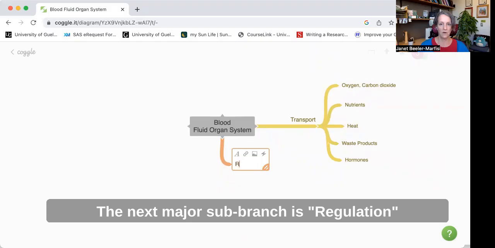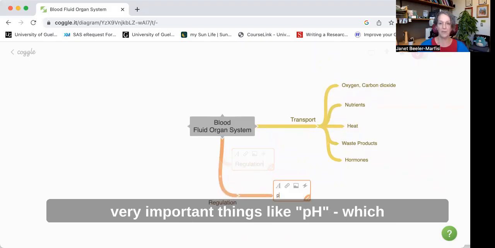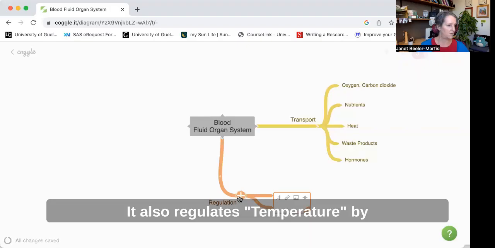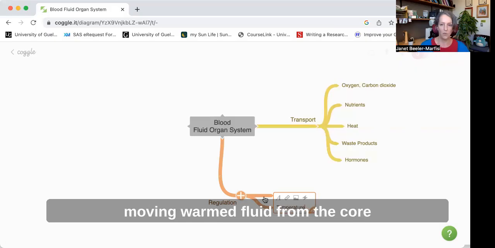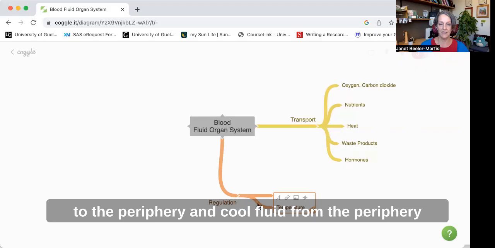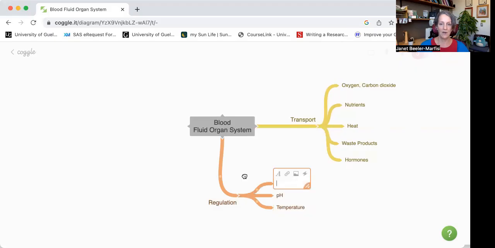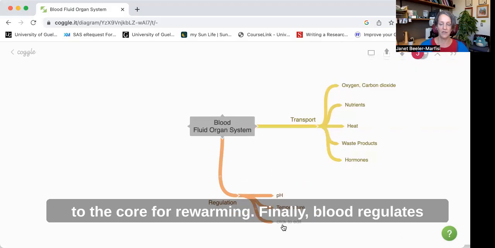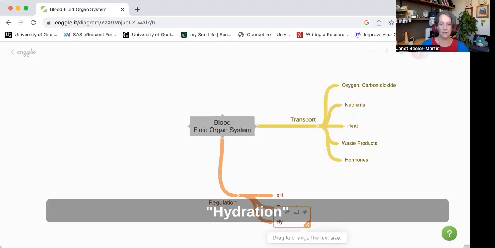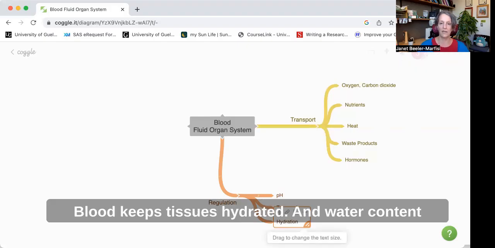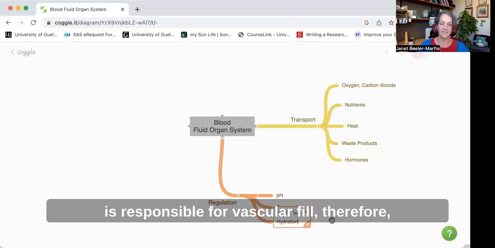The next major sub-branch is regulation, because blood helps the body to regulate very important things like pH, which is crucial for the body's optimal function. It also regulates temperature by moving warm fluid from the core to the periphery and cool fluid from the periphery to the core for rewarming. Finally, blood regulates hydration and keeps tissues hydrated. And water content is responsible for vascular fill, therefore blood pressure.